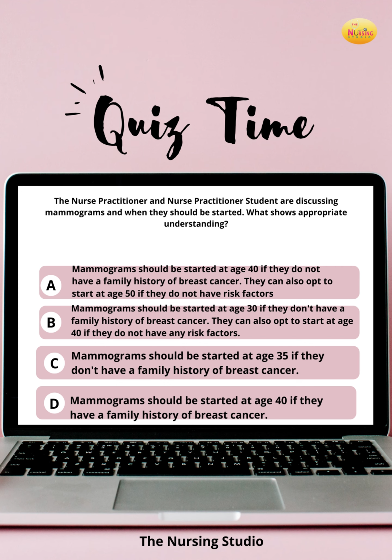All right, question number 1 states the nurse practitioner and the nurse practitioner student are discussing mammograms and when they should be started. What shows appropriate understanding? Is it A, mammogram should be started at age 40 if they do not have a family history of breast cancer, and they can also opt to start at age 50 if they do not have any risk factors. Is it B, mammogram should be started at the age 30 if they do not have any family history of breast cancer, and they can also opt to start at age 40 if they do not have any risk factors. Is it C, mammogram should be started at age 35 if they do not have a family history of breast cancer, or D, mammogram should be started at age 40 if they have a family history of breast cancer?